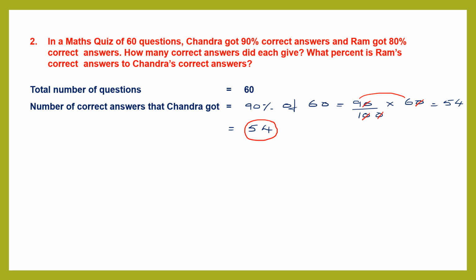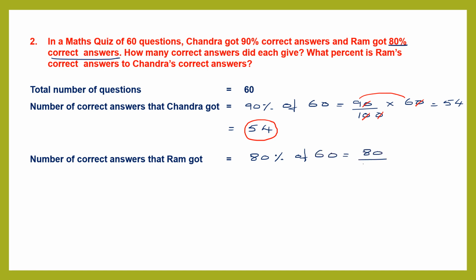Now, how many correct answers did Ram get? The number of correct answers that Ram got, it's given in the question, is 80% of the correct answers. That means 80% of 60. That means 80 by 100 into 60. Cancel now. I can cancel 1 0 here and a 0 here. One more here. Now multiply the numerators. 8 sixes are 48. So how many correct answers did Ram get? Ram got 48 correct answers. So we've answered the first part of the question. The first part of the question is how many correct answers did each give? So Chandra gave 54 correct answers and Ram gave 48 correct answers.